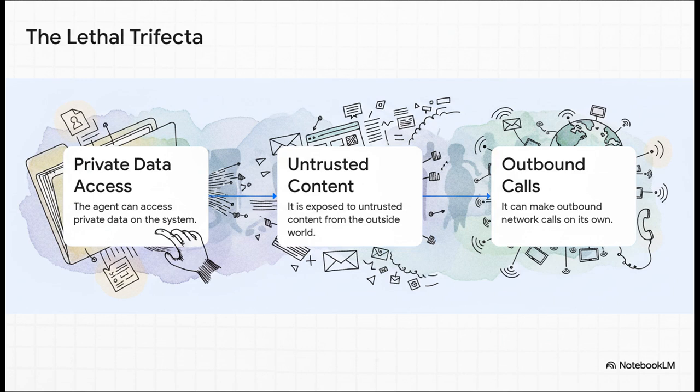Your agent can see your private files, it's constantly taking in information from the outside world, things like emails or websites, and it can call out to anywhere on the internet, all by itself. Now, these three things are what make an agent so powerful, but they're also exactly what makes it so dangerous.